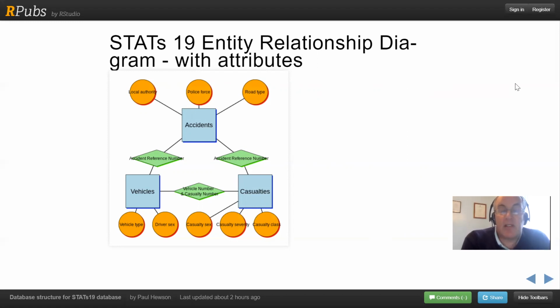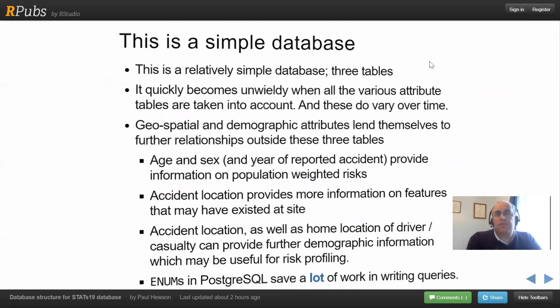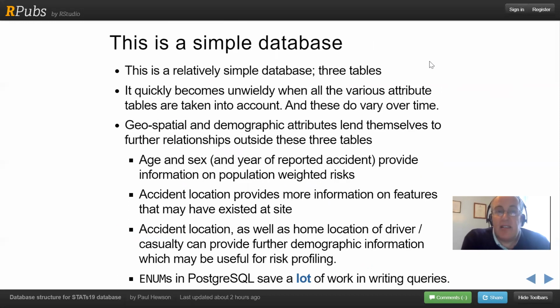Casualty severity is the one we've discussed, casualty class. Again, that could be done with an enumerated type. But if we were going to use all of these with lookup tables, which we would have to do in SQLite, you can see how quickly that entity relationship diagram is going to get a little complicated looking. So just to summarize that, this is a relatively simple database. There are only 3 tables. Even then, the entity relationship diagram is going to become unwieldy if we were going to draw out all the attribute tables that are possible.